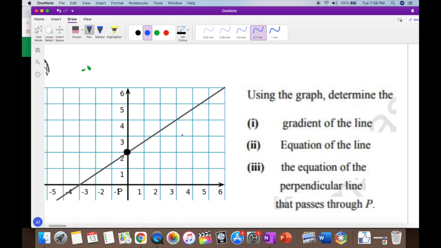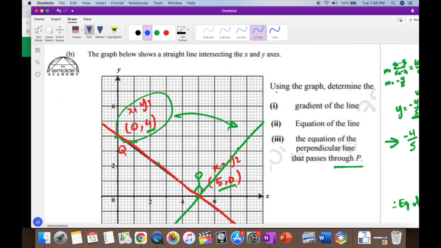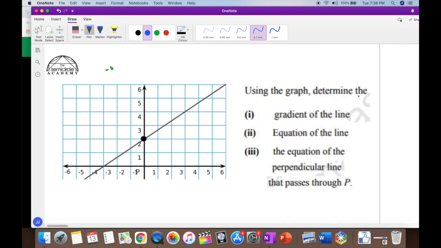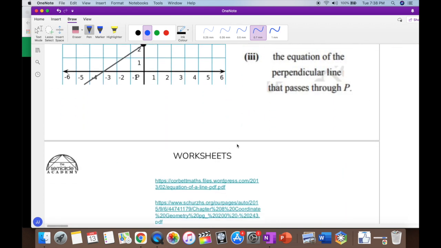Now this here is a question that I want you to do for the next class. You'll notice it's the same kind of question as the one before. You use the graph to determine the gradient of the line, the equation of the line, and the equation of the perpendicular passing through the point P, which is this point here. Even though it's not marked off as P, I'm sure that you could guess that that is point P. So the perpendicular line. I expect this for Saturday's class, right? Unless you want to do it now.